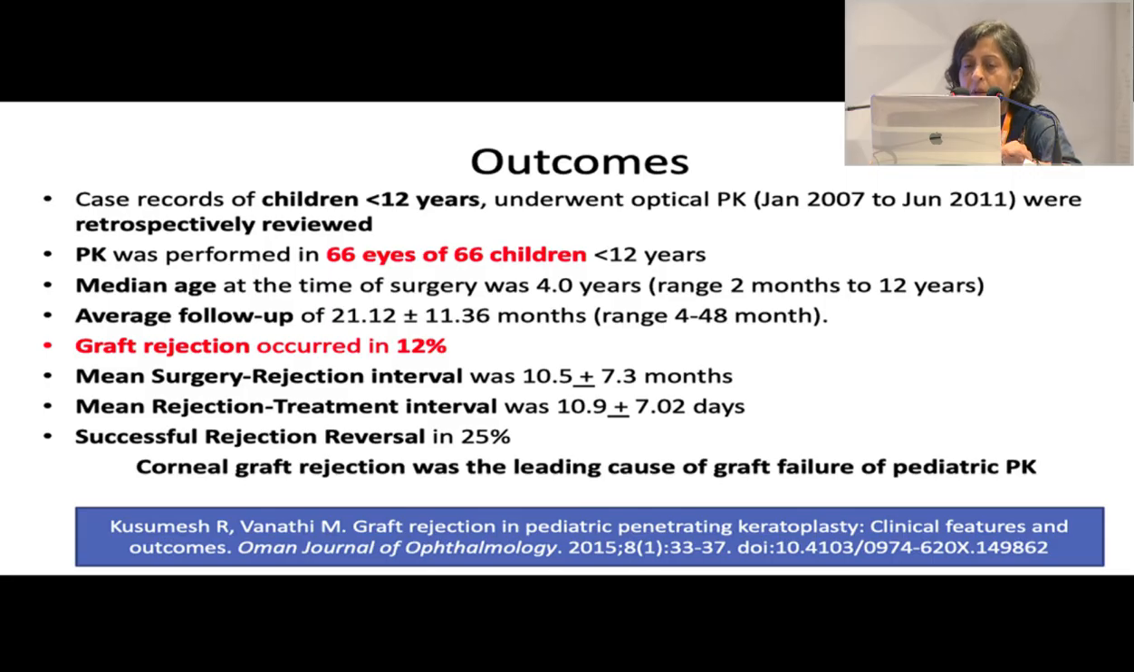Looking at a publication from our center by Vanati and her team, in this case also there was very good follow-up and a reasonable number of cases, but graft rejection occurred in 12%. But look at what we learned from here. The mean surgery-to-rejection interval was about 10 plus or minus 7 months. So as early as 3 months, you have to convey the message that from 2 months to 1 year, you have to keep them on very close follow-up. The mean rejection-to-treatment interval was extremely high, 10 plus or minus 7, so that would mean almost 2 to 3 weeks.